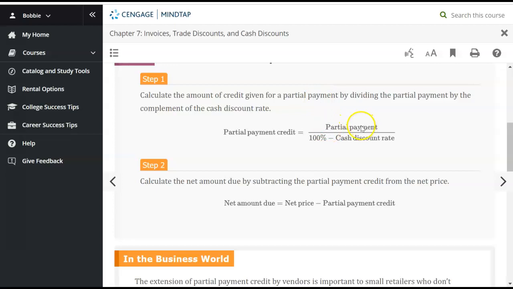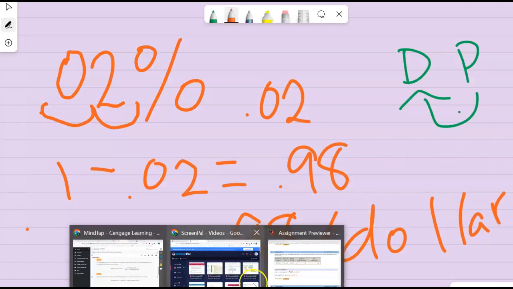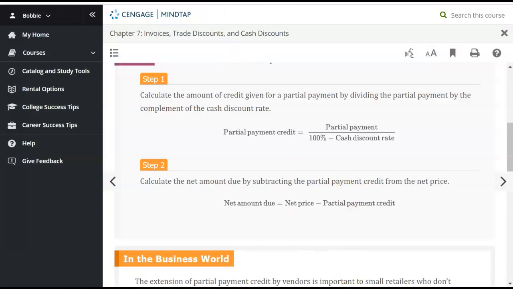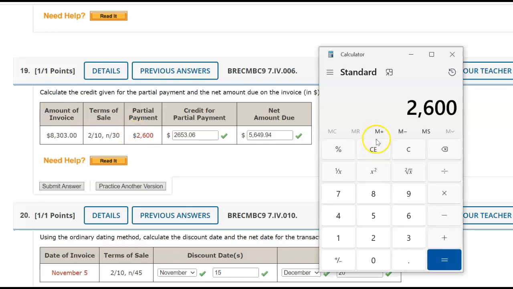So you take the partial payment and divide it by what we just did, which was 100% minus 2%, which was 98%, which is 0.98. So you're going to take the partial payment and divide it by 0.98. So let's just go straight to the problem here. And our partial payment is $2,600. So how many 98 cents are in $2,600? Okay, so that is the amount that we're actually paying towards the invoice.